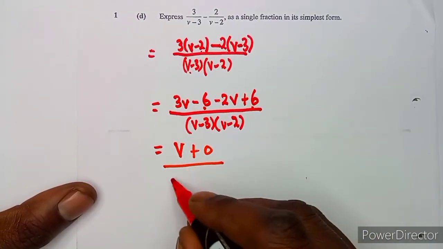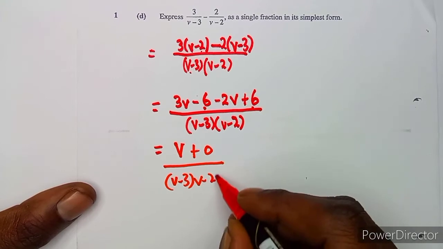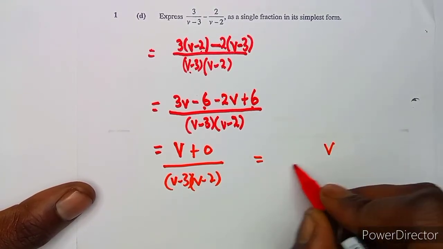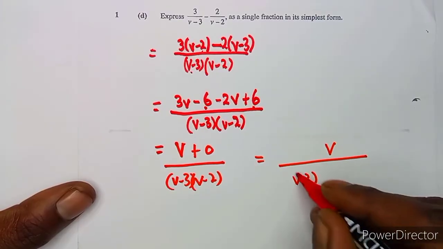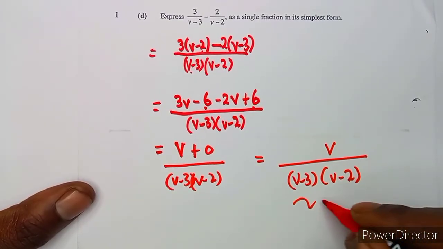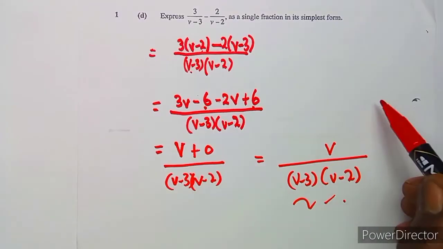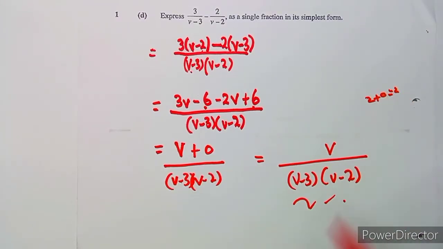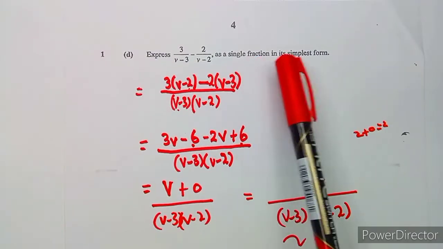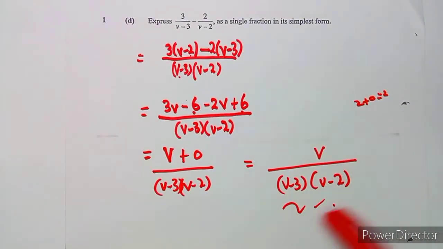Okay, then just for the case of everyone to understand, this is simply the same as v over what? v minus 3 into v minus 2. It's just one and the same thing, guys, because if you add 0, it's like 2 plus 0 is just 2, 3 plus 0 is just 3. So that is the same thing. There we are being asked to express as a single fraction in its simplest form. So you have to check here. We can't divide anything, just leave it like that. Okay, so that's what we had on this particular question.